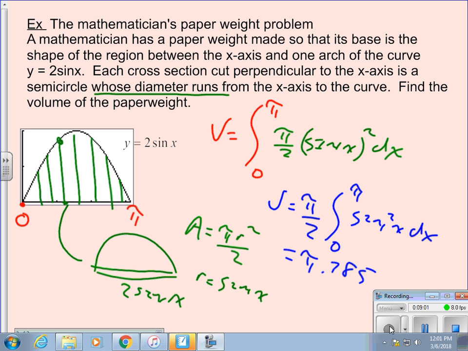Questions on this? Yes? So does that take into account the length of the paper plate? Oh yeah, because what we did is we took a whole bunch of them. That's what the integral does. We take an infinitely narrow slice that has that area, and then another one, and another one, and another one, from 0 to pi.